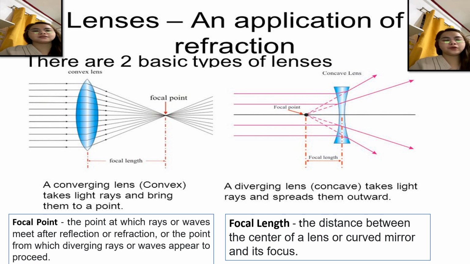The focal point is the point at which rays or waves meet after reflection or refraction, or the point from which diverging rays or waves appear to proceed, and that is where the image is formed. While the focal length is the distance between the center of a lens or curved mirror and its focus.